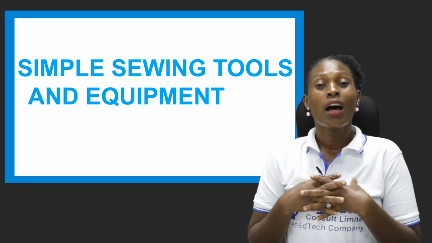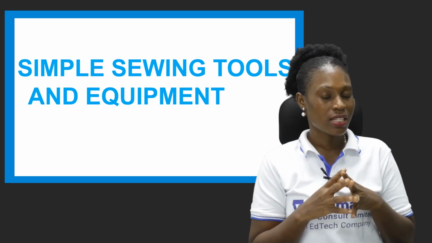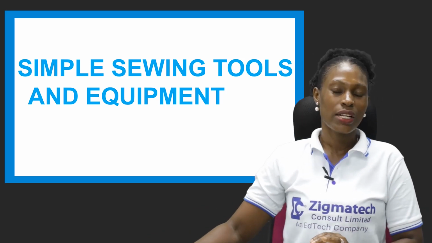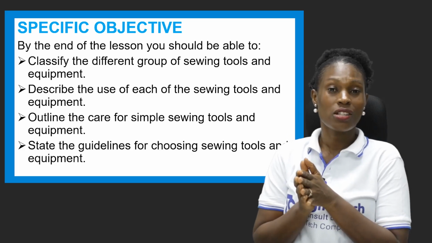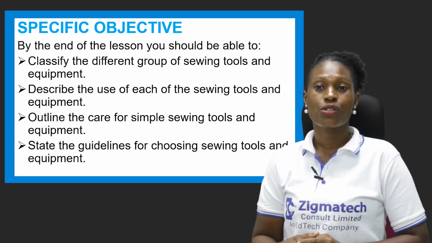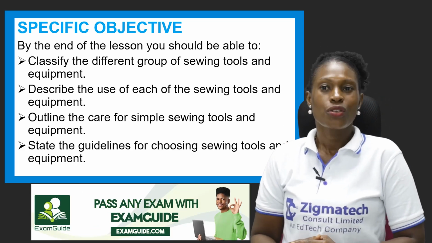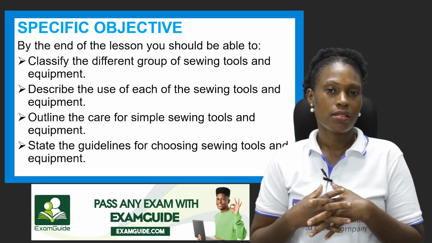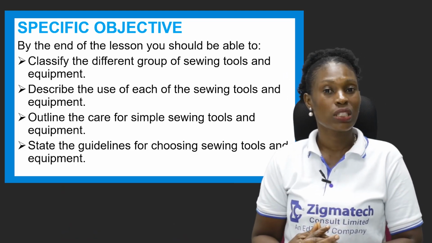We're going to be introducing ourselves to simple sewing tools and equipment, so you get to familiarize yourself with the simple sewing tools that you need to know and get acquainted with. Now, there are some objectives that you need to know, some things you need to understand as we proceed in this class. The first thing is that at the end of this class, you're going to be able to classify the different groups of sewing tools and equipment. And then you would also be able to describe the use of each of the sewing tools and equipment.